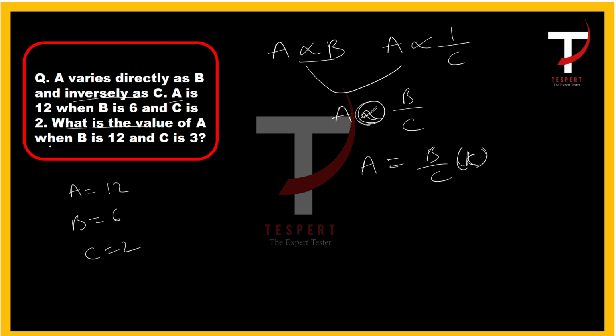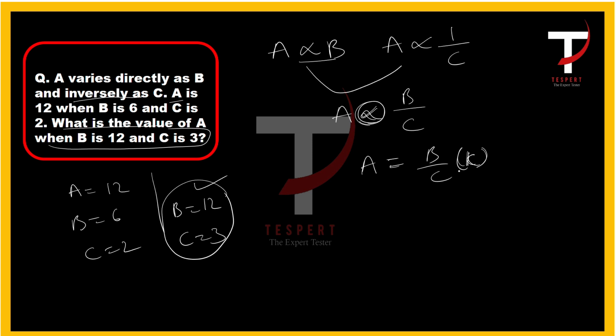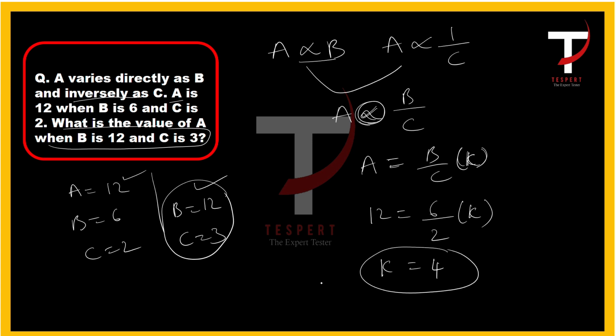What is the value of A when B is 12 and C is 3? We have to find when the values of B and C are these. But let us find out the value of K first. So what is the value of A? Initially it is 12. 12 is equal to 6 by 2 into K. So K will be equal to 4.